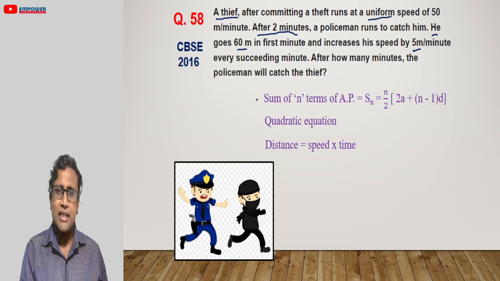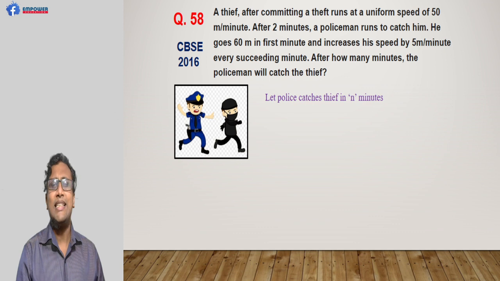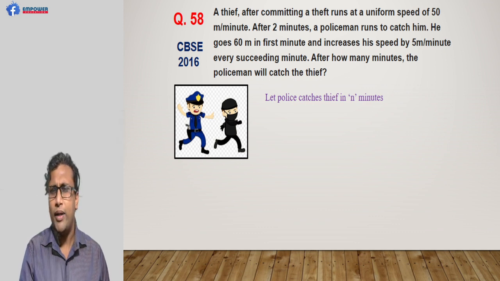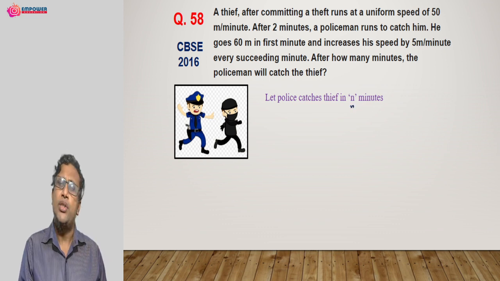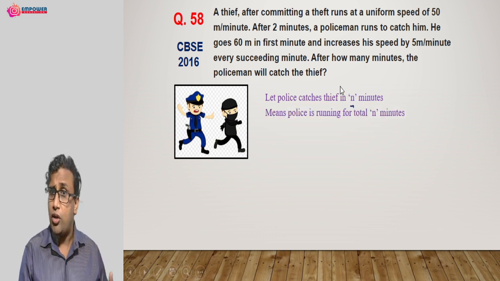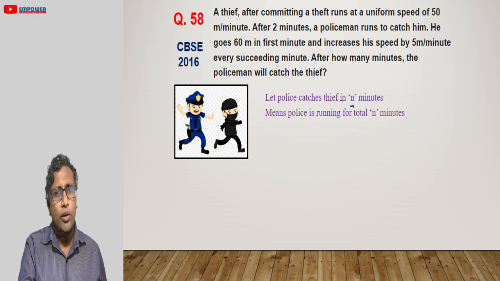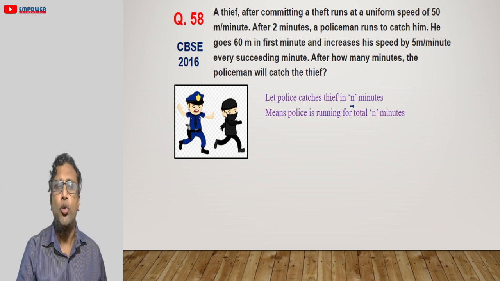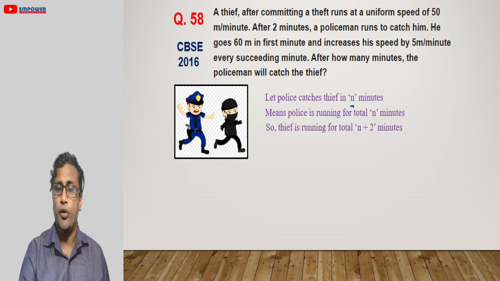And as we have seen, we are going to use these 3 concepts. So now let's take a look at how to solve this question. Now assume the police catches the thief in n minutes. We don't know how many minutes it will take, so let's assume he catches the thief in n minutes. So obviously the police is running for a total of n minutes, right? And what about the thief? The thief started 2 minutes before. So the total number of minutes for the thief is n plus 2, right?